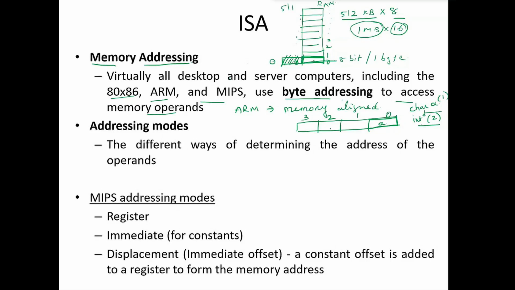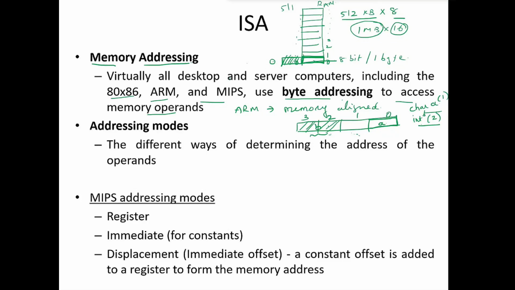Since it is 2 bytes, it won't take 1 and 2. Instead, it will be here, so B will be stored here. So this is what I'm saying. When you go with the memory, in the case of ARM, it is completely memory aligned. So the bytes we are going to access, the address we are going to take, should be a multiple of that. For example, the address mod bytes should always be 0.